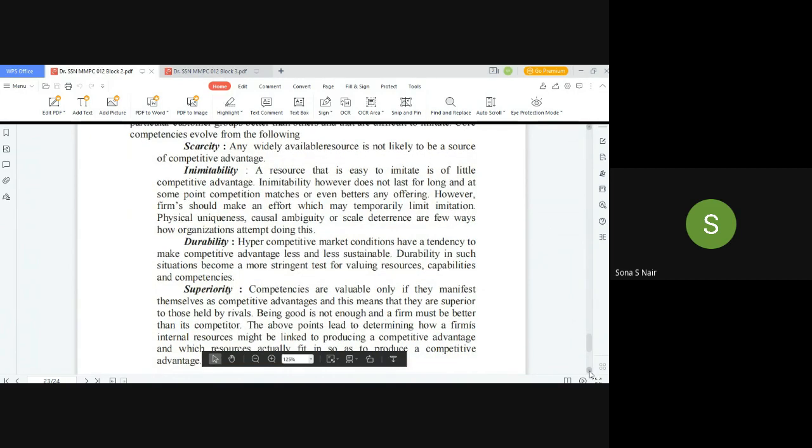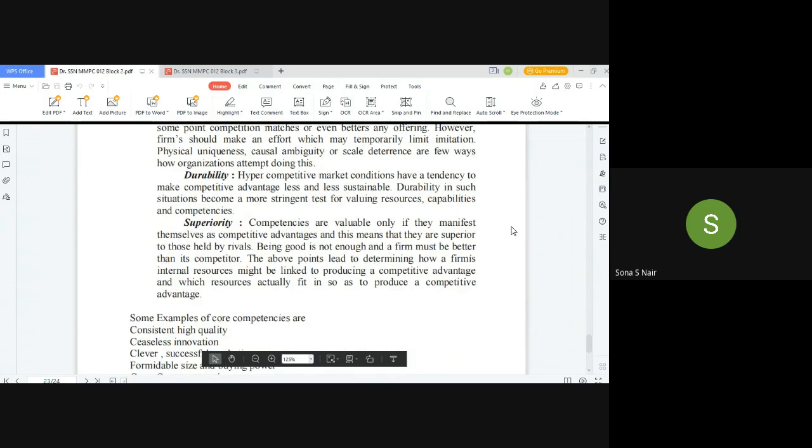Anything which is durable would possibly be copied by others, right? So it is one test: when an organization has a core competency, over a period of time it may be imitated by others. Competencies are valuable only if they manifest themselves as, this is there in your study material actually, so it's too many points.